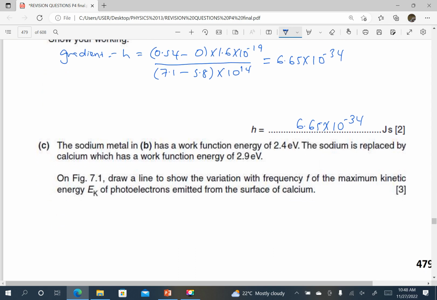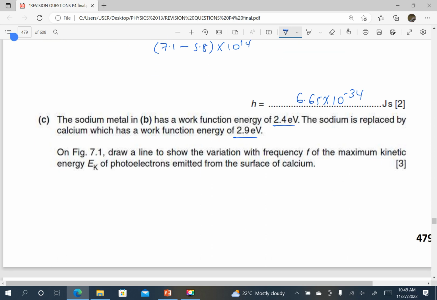Lastly, the sodium metal has a work function of 2.4 electron volts. The sodium is replaced by calcium, whose work function is 2.9 electron volts. On the figure, draw a line to show the variation with the frequency f of the maximum kinetic energy. So you notice that f naught is higher. We can find f naught here. f naught is going to be work function divided by h.